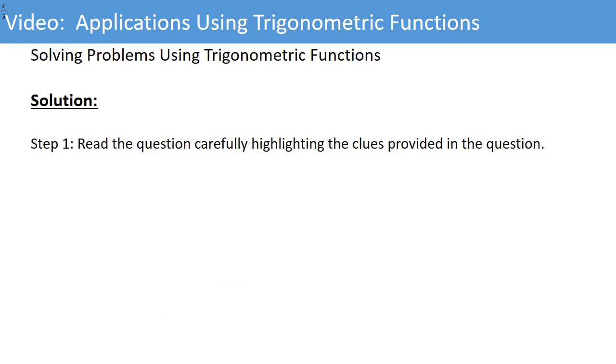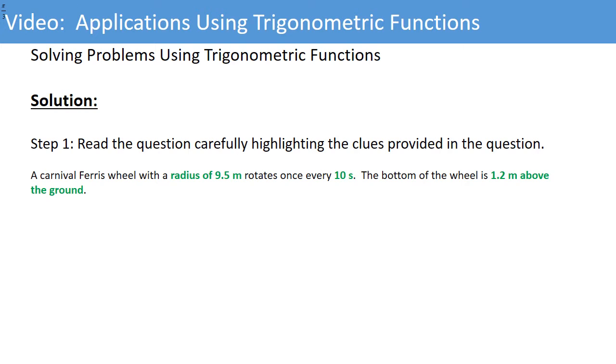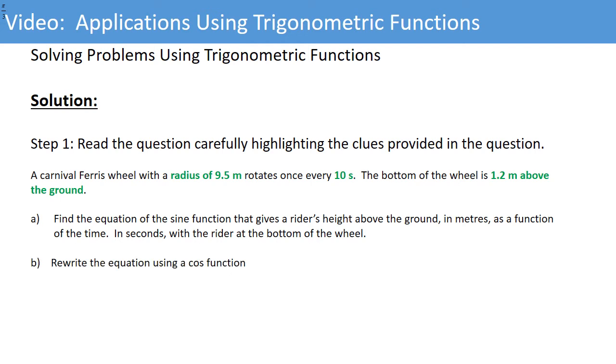Step number 1. Read the question carefully, highlighting the clues provided in the question. A carnival Ferris wheel with a radius of 9.5 meters. Clue number 1. The radius is 9.5 meters. It rotates once every 10 seconds. Clue number 2. 10 seconds. The bottom of the wheel is 1.2 meters above the ground. Clue number 3. 1.2 meters above the ground. We then continue with the question.